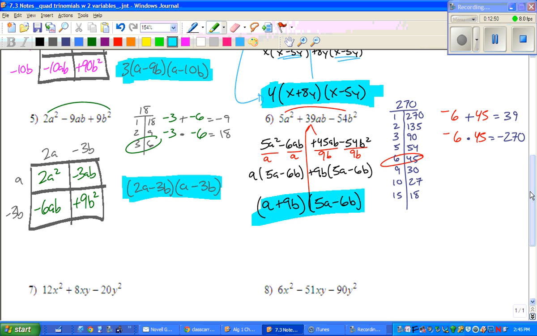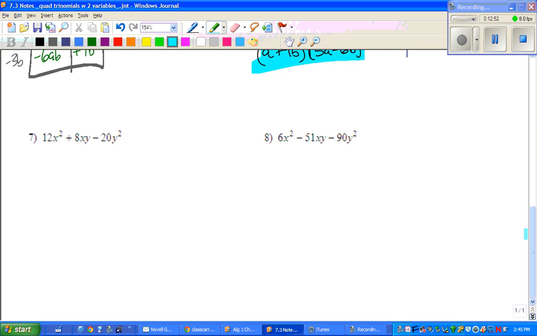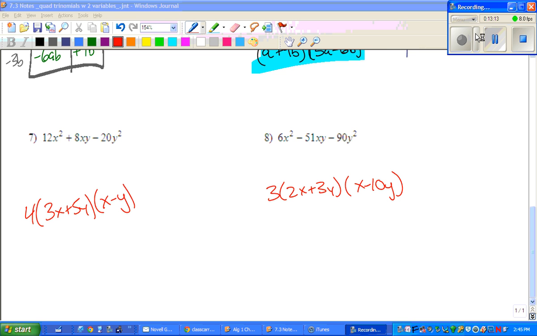All right, the last two, numbers 7 and 8, are all on your own. Pause the video and try them both out. Try one box and one splitting the middle term, or whatever combination you want. All right, go ahead and pause the video, try them both, and good luck. Okay, and there are your answers.